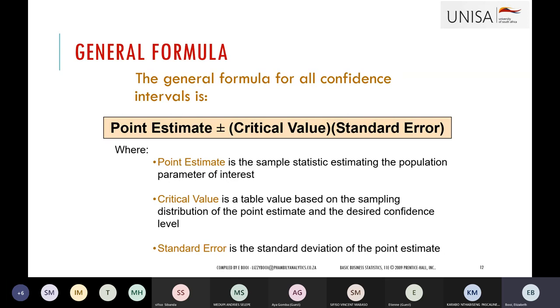So how do we then find this critical value? We find the critical value by using the confidence level, which I just mentioned. The confidence level is your probability.